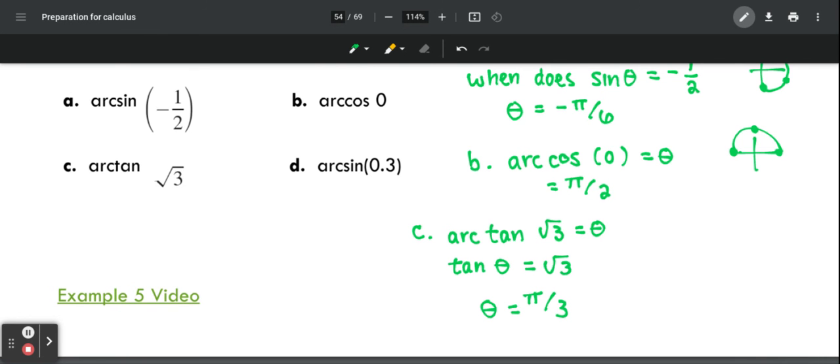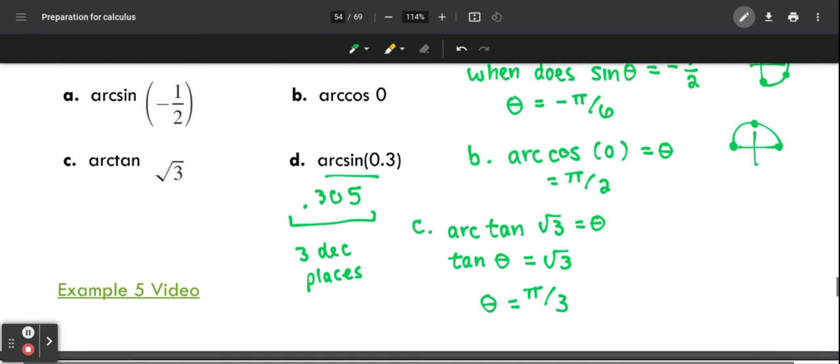And then part D, arc sine of 0.3. That's not an exact value, so that would be one where you're actually using your calculator. Make sure that you're in radian mode, and then you would do the inverse sine of 0.3, and you would get 0.305. Anytime that we're writing a decimal, we're going to round to 3 decimal places, unless it tells you otherwise. On the AP test, you always have to round to 3 decimal places.